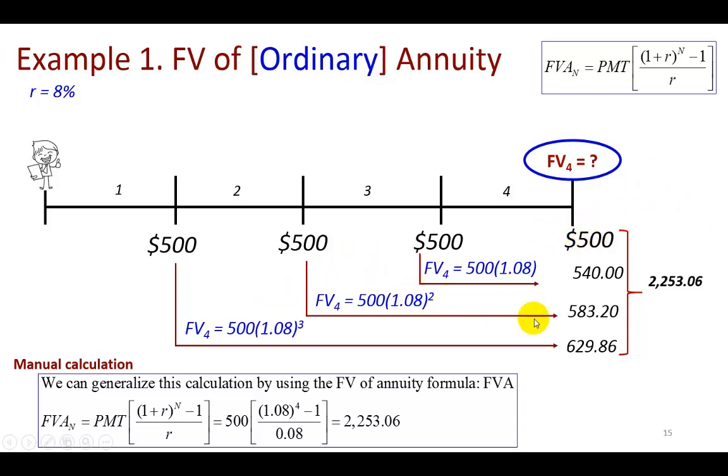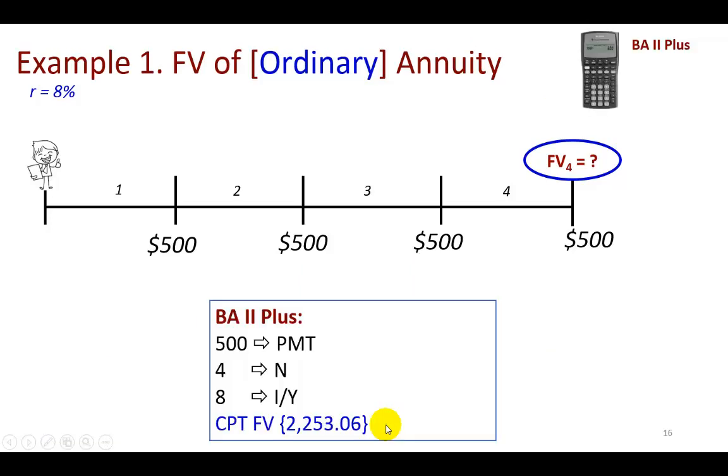So when we do all of these, we sum them up and we find the future value to be 2253.06. Now we could also get real fancy and use the future value of annuity formula. And as I show here, the substitutions, and you can easily find the solution. Even better, use the BA2 Plus calculator, and here I show you the input.